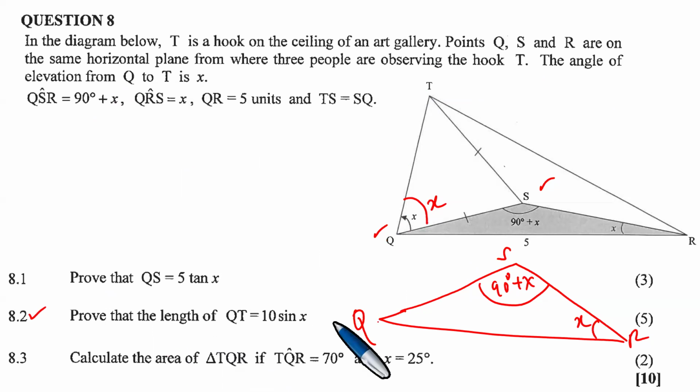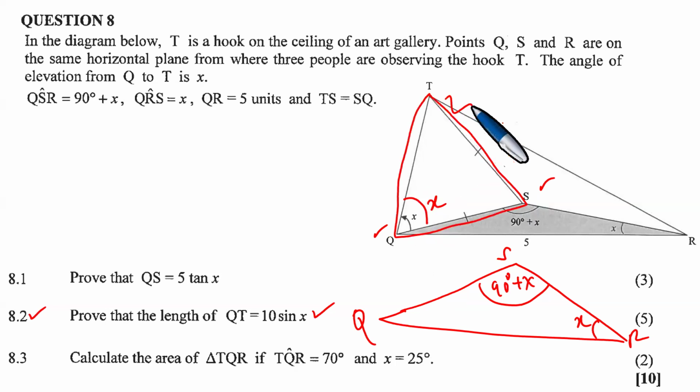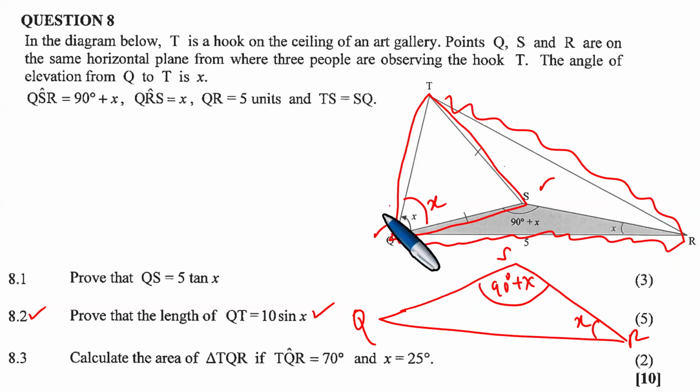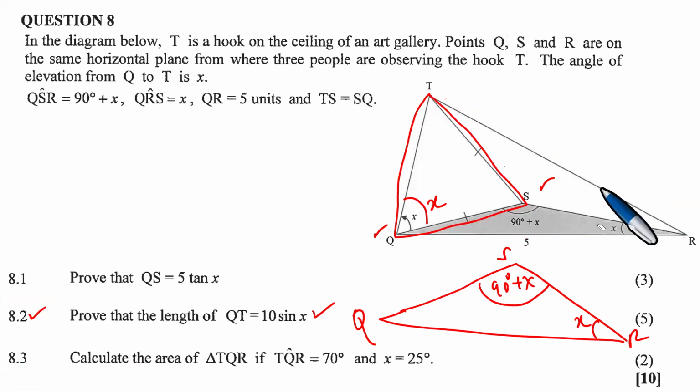So what rule can we use to find the length of QT? Think the sine rule, because the answer has no square roots. We need to find the length of QT, so we work in a triangle that has QT as a side. QT is a side of many triangles, like this triangle here, but also the waved one. Yeah, we're good, let us continue.